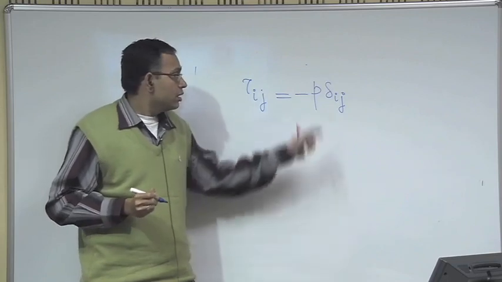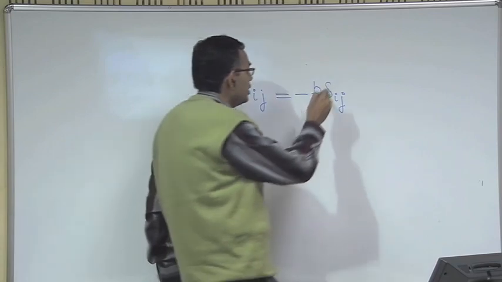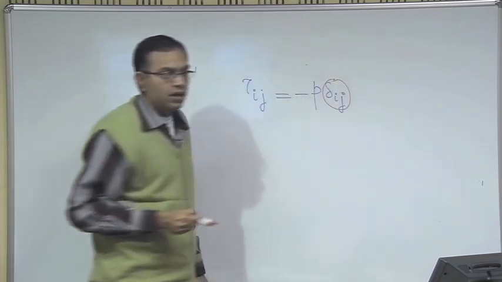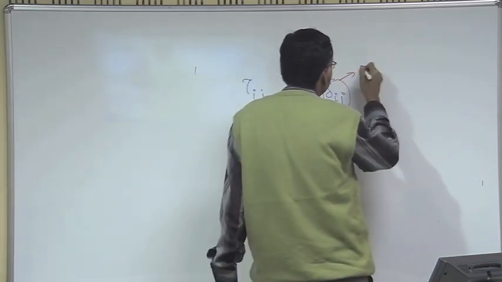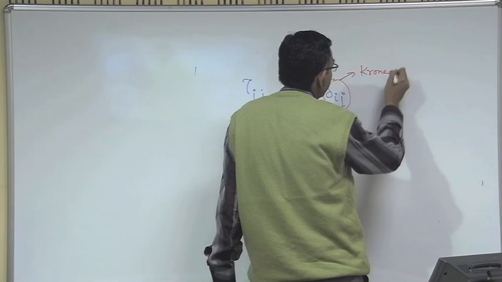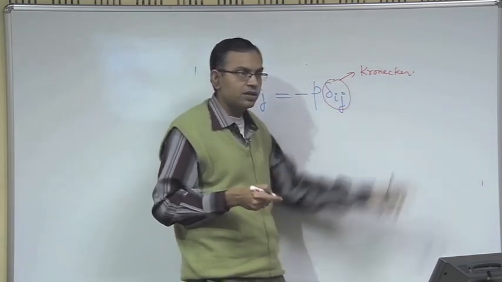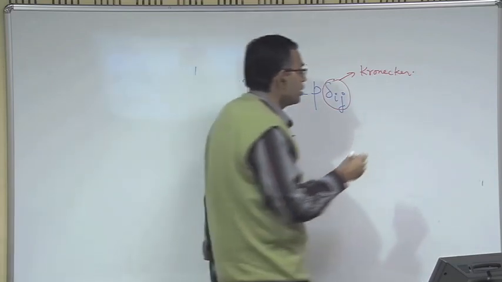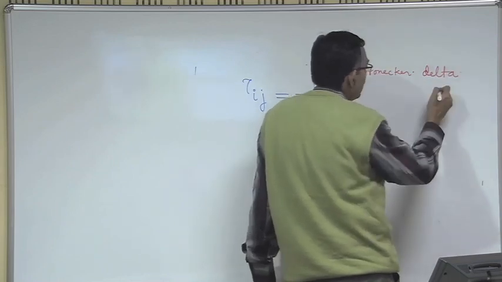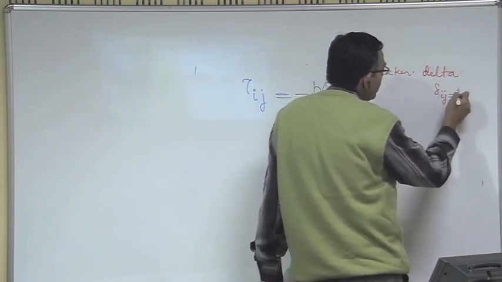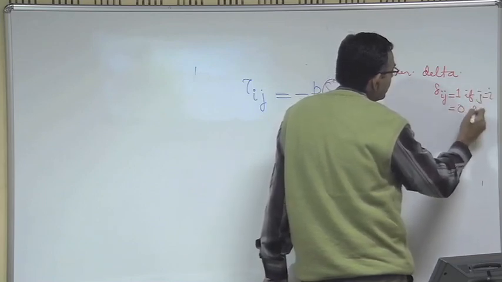I will explain how, why it is represented like that. First, this delta ij is called as Kronecker delta. I have not yet written the full tau ij expression, so please keep some space for writing that. This is Kronecker delta. So, delta ij is equal to 1 if j is equal to i and is equal to 0 otherwise.